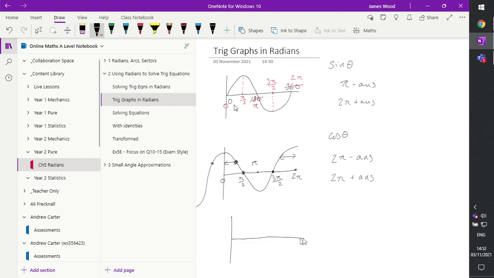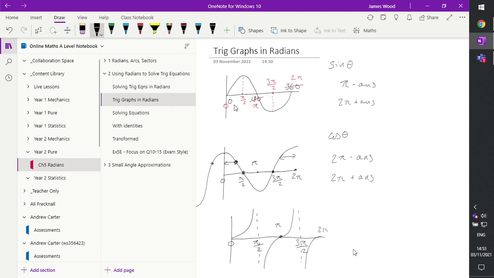For the tan graph, normally when I draw tan I start by drawing the asymptotes on first. That tends to help me. In degrees, my asymptotes are at 90 and 270. So in radians, they're going to be at pi over 2 and 3 pi over 2. And then I normally use this to draw in my graph. Okay, so the shape is the same, it's just the axes that are changing. This point here would be pi, this would be 0, and this would be 2 pi.